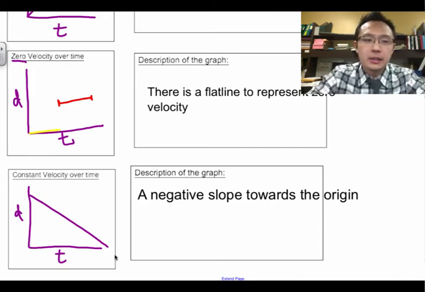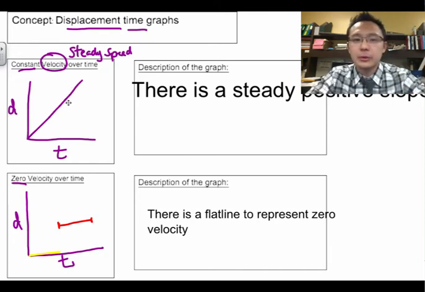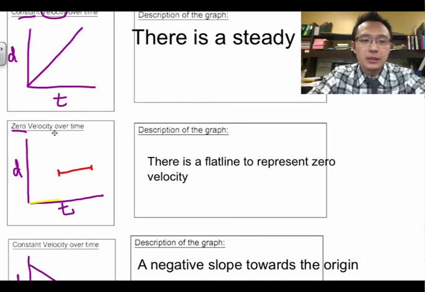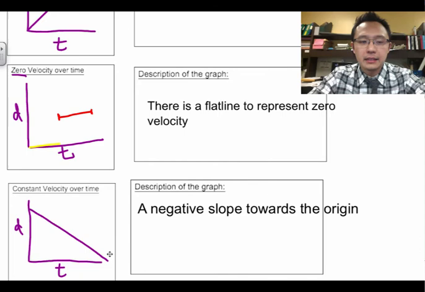That's okay as well. So three different ones: you have a positive one that has a steady constant speed, that's away from the origin. If you have zero velocity, it's just a flat line. If you're going back towards the origin, that's a negative slope. So slopes are your diagonal lines.